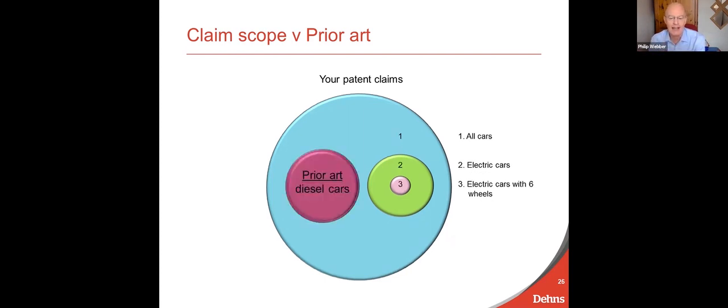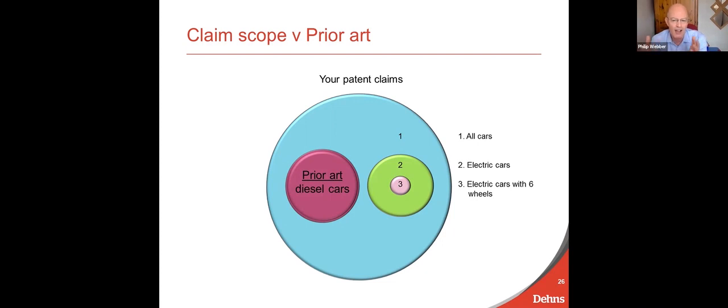We file the patent application at the patent office, the examiner does his search, and he finds out that actually diesel cars were invented in China a long time ago, but we didn't know about that. So looking at each of our claims for novelty and inventive step, claim 1 clearly lacks novelty because diesel cars fall within the scope of all cars. Therefore, we can't have claim 1. We are going to have to delete claim 1. So we then fall back to claim 2. Now, electric cars do not overlap with diesel cars. Therefore, we are novel.